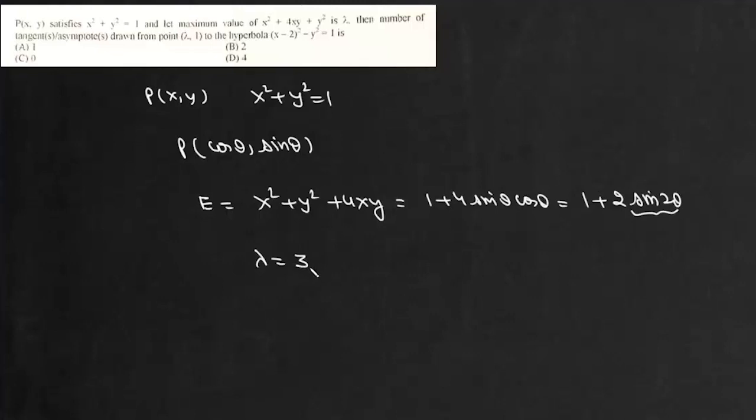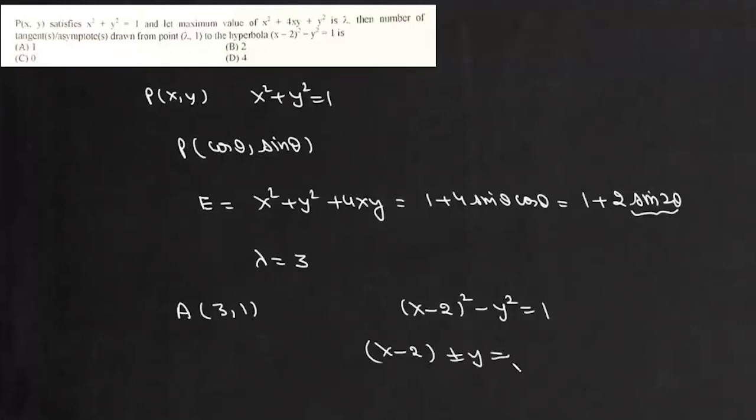Now number of tangents drawn from this point (lambda, 1). So we have this point, say A, and this is (3, 1), and we have to find number of tangents which can be drawn to this hyperbola (x minus 2) square minus y square equals 1. Now if we find asymptotes to this curve, asymptotes are x minus 2 plus minus y equals 0.